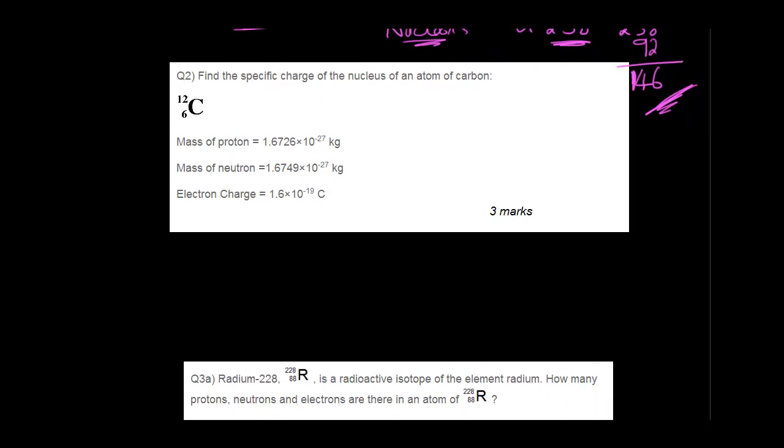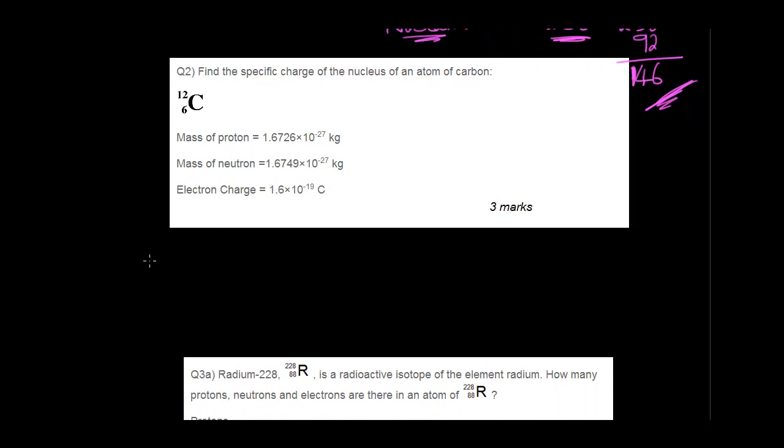Next question. Okay, along the same lines now, find the specific charge of the nucleus of an atom of carbon. Here it is, 12, 6. So it's carbon 12. It has 6 protons. It has 12 nucleons. So therefore, guess what? It's got 6 neutrons. So specific charge, again, that name's specific. And let's work that out. Okay, so how would we proceed?